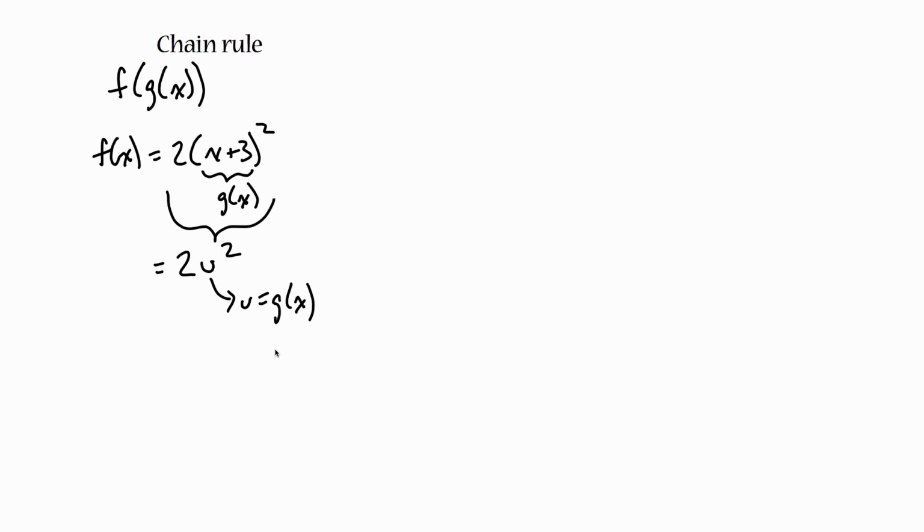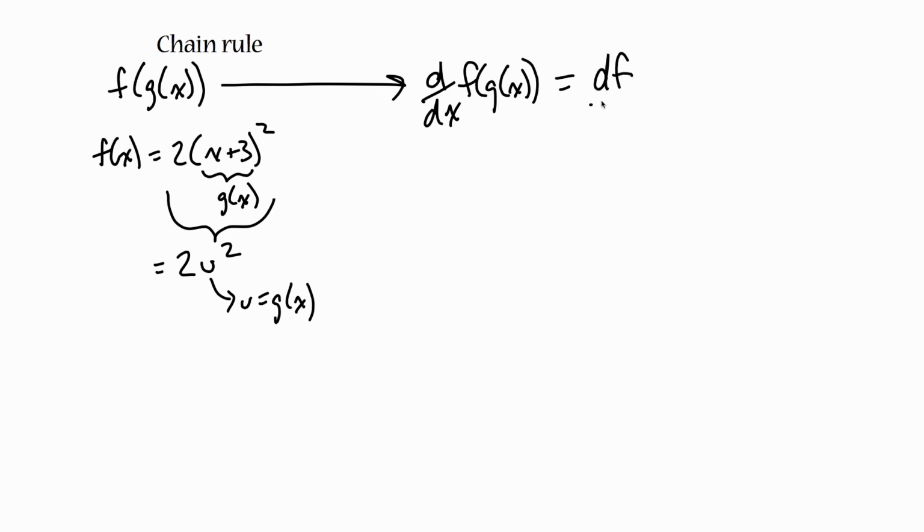Clear as mud, right? Anyway, you'll get the hang of it. The rule, simply put: if I've got my composite function f of g of x, the derivative of f of g of x is the derivative of f with respect to g times the derivative of g with respect to x.